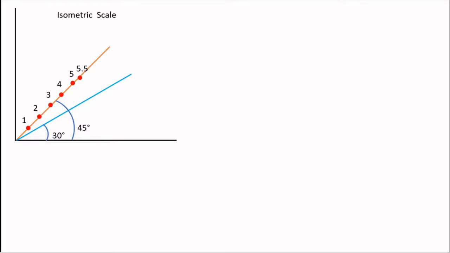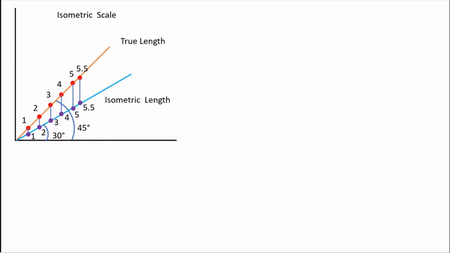From these points we draw verticals onto the line inclined at 30 degrees and we find the intersections. The points of intersection represent the isometric lengths which we would be using for constructing our problem.